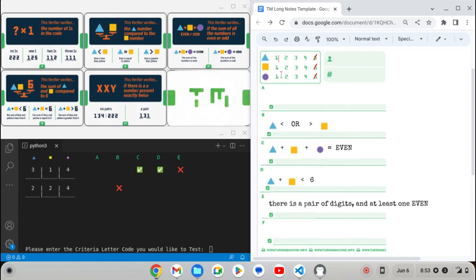Okay, so where can I put that? I'm going to put it down here. I'm going to deduce that circle has to be odd. Okay, so let me then cross out the 2 and the 4.